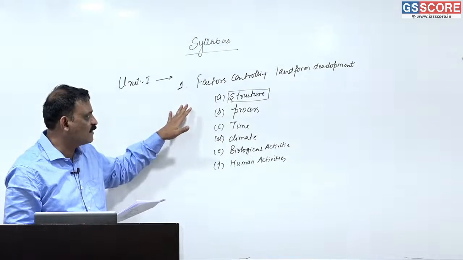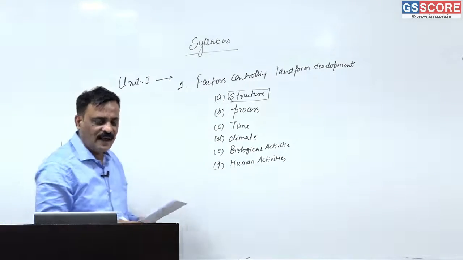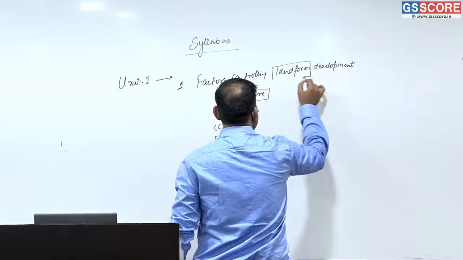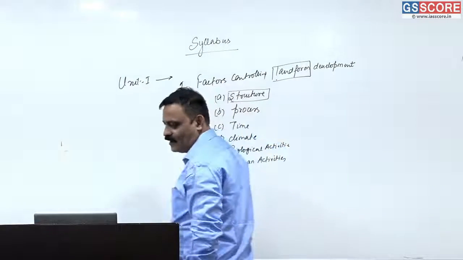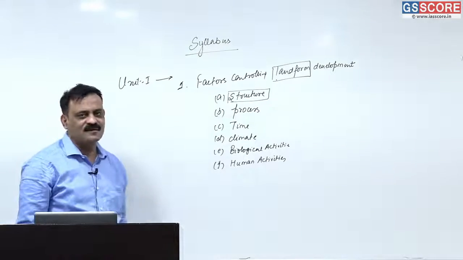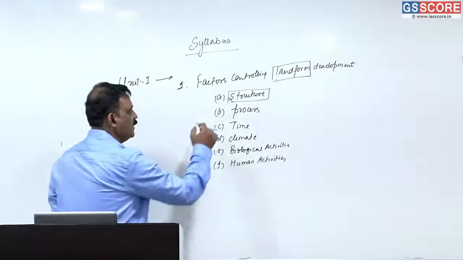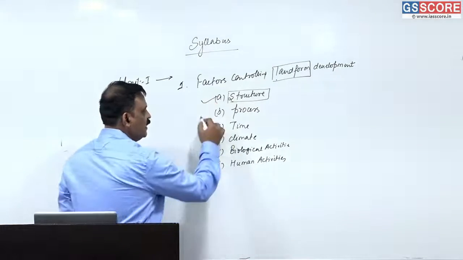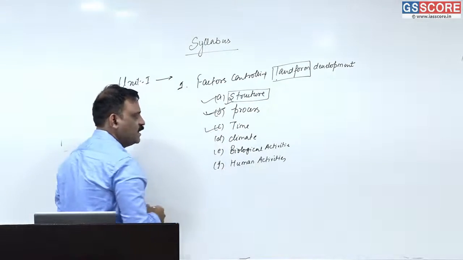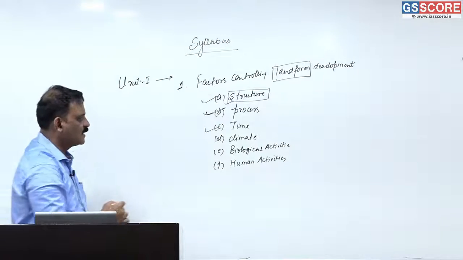So first you start with the factors controlling the landform, and before that you should know what a landform is. If you are not aware of what a landform is, then there is no purpose in starting factors controlling the landform. You should know the meaning of a structure, the meaning of a process, what we call a structure, what we call a process, what we call time, and what we call climate.